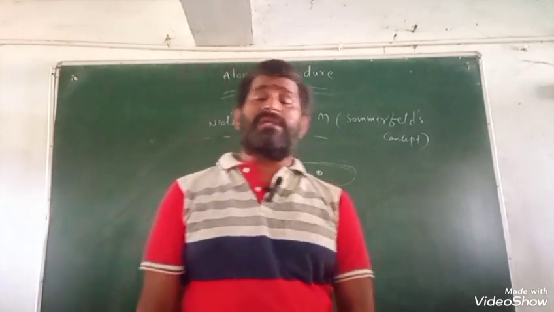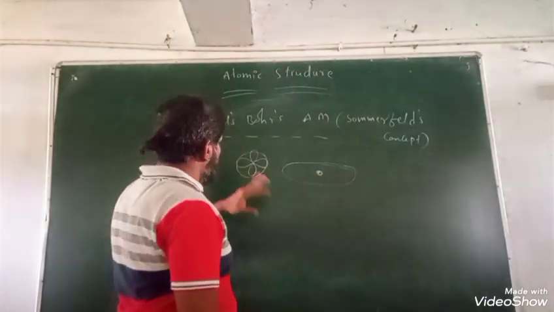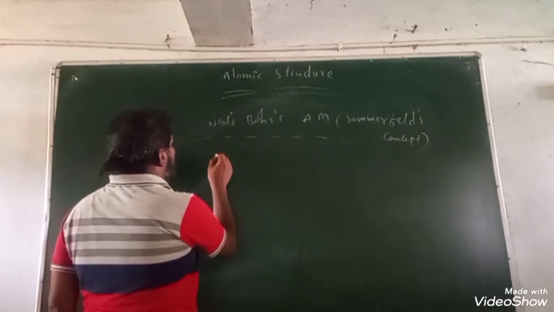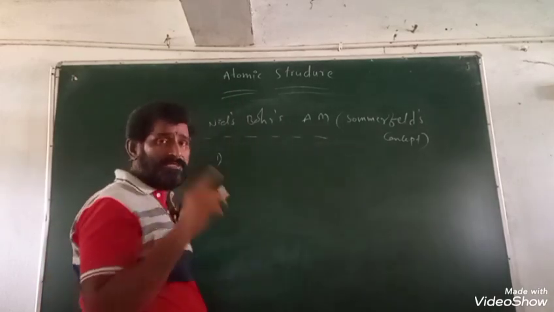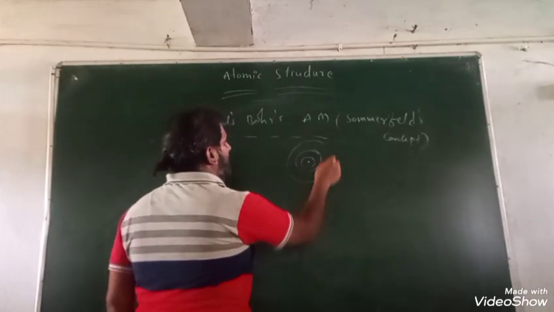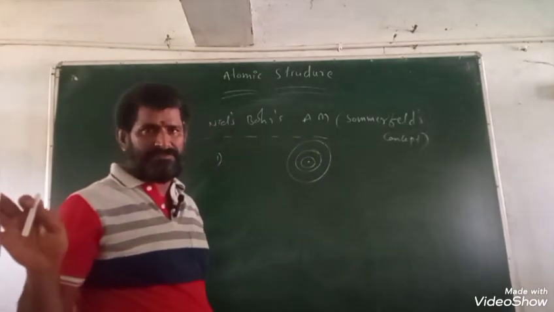So, what did Niels Bohr propose? By using this Sommerfeld concept, Niels Bohr proposed the latest atomic model. In that, the first postulate he said: electrons revolve around the nucleus in concentric circular orbits. This is what is right.